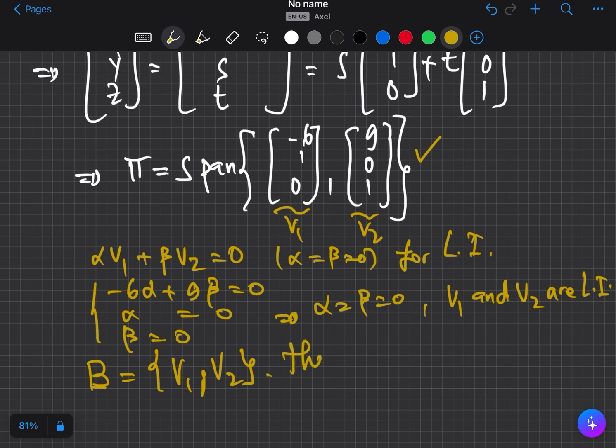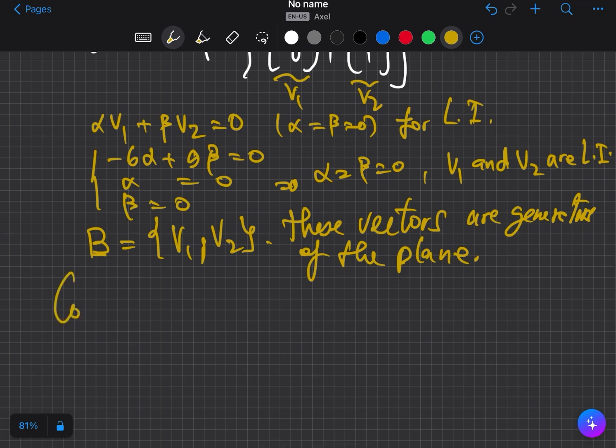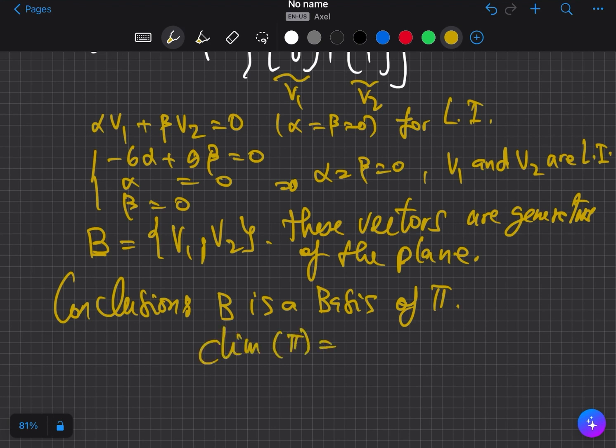So it means that these vectors are generators of the plane. So, in conclusion, we can see that B is a basis of pi. And what's the dimension of pi? The dimension of pi is 2, because we define the dimension of a vector space as the number of elements in its basis. And we have 2 elements in the basis B, so the dimension will be 2.